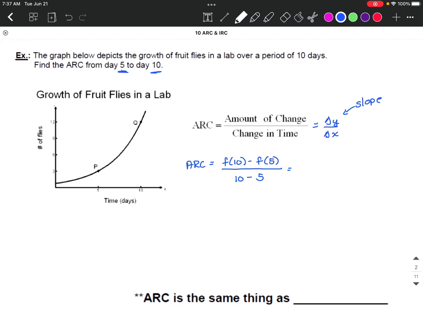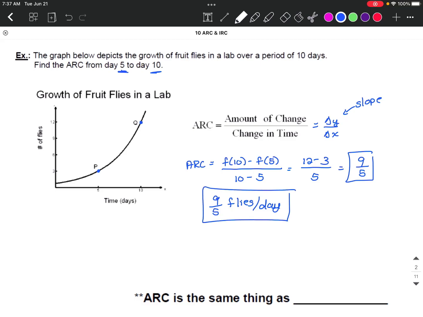Now at 10, it looks like that's where Q is. That height is 12. Minus at 5, that's where P is. That height is 3. Over 10 minus 5 is 5. So our average rate of change is 9/5. So this would be 9/5 of flies per day, because the unit on the function is number of flies and the unit on the time is days.